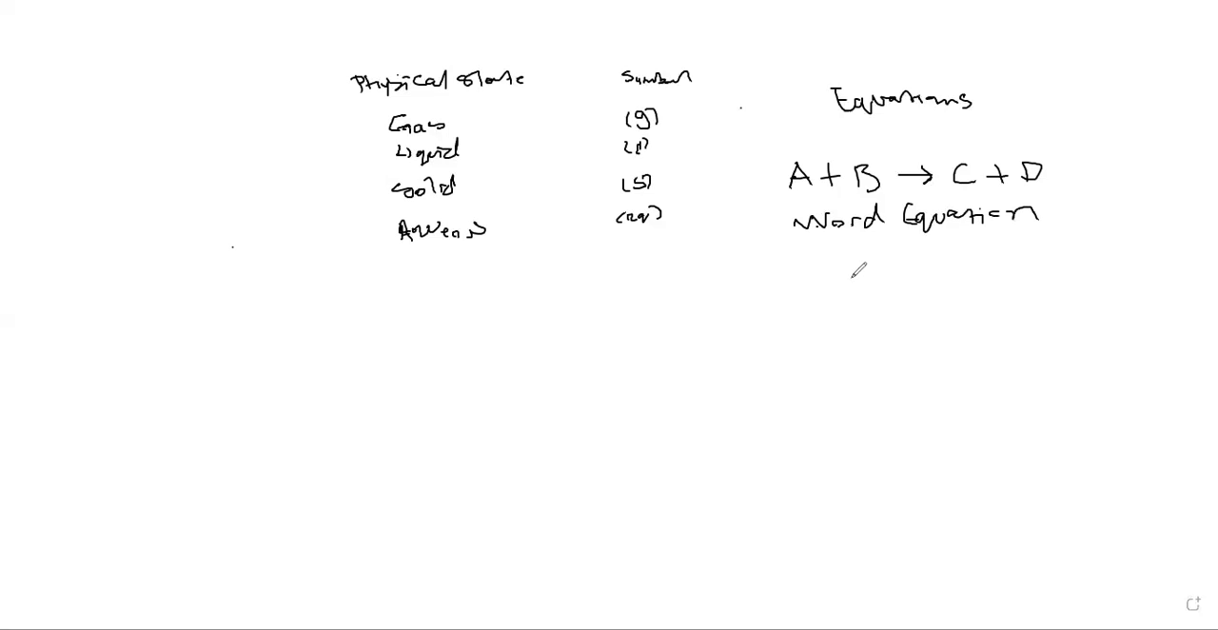Word equation. These are just chemical equations written in words. Example, let me say magnesium metal reacts with oxygen gas to form magnesium oxide. So here we have magnesium metal reacting with oxygen gas to form magnesium oxide. We write it as a word equation.